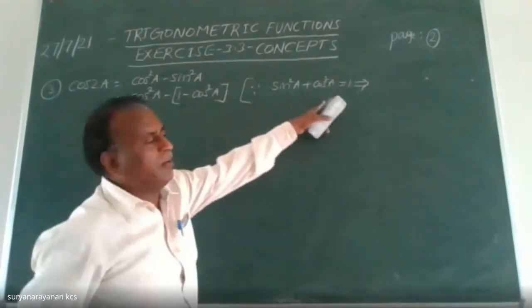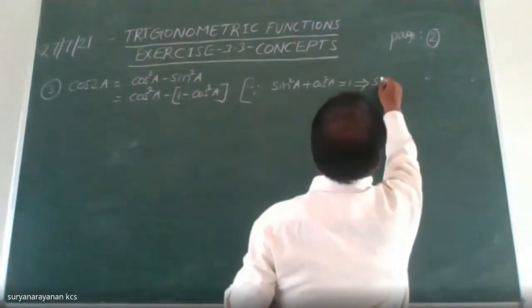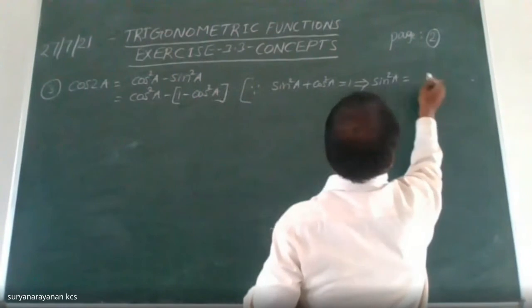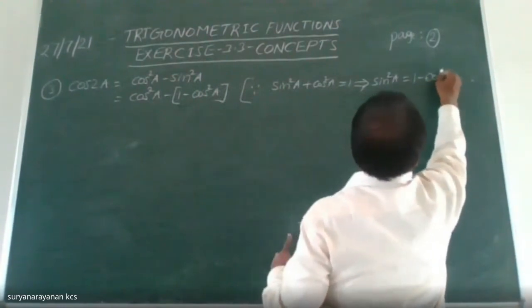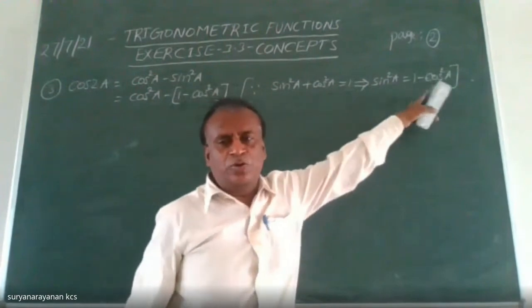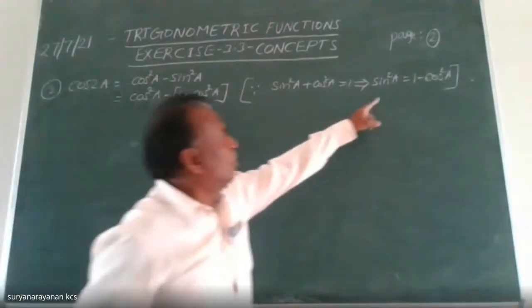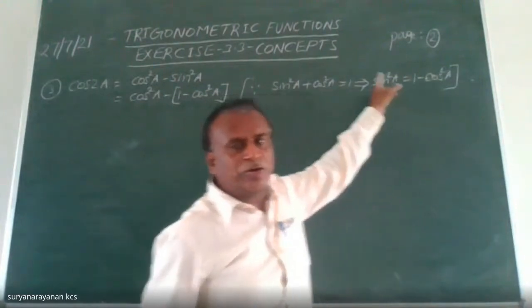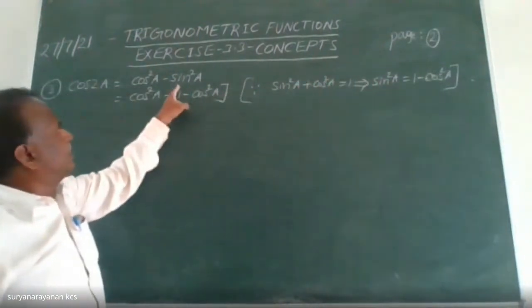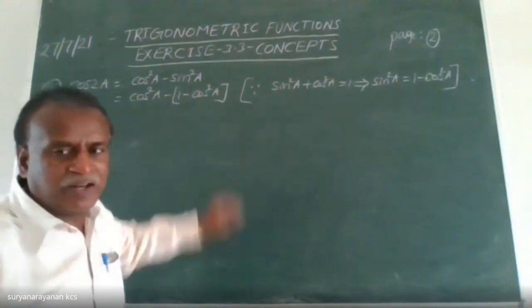From this trigonometric identity, we can derive sin square a. Sin square a is equal to, we derive the sin square a value in terms of cos a. That is 1 minus cos square a. We wrote this term sin square a as 1 minus cos square a.